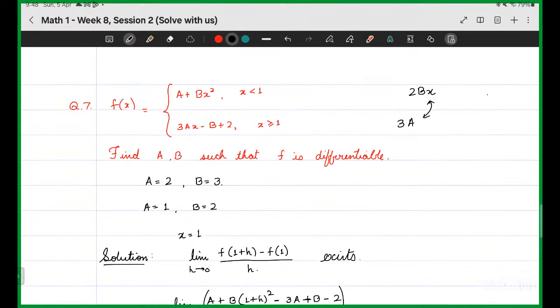Sir, how I justified it to myself was what I just told you, that if we are looking for differentiability, then essentially it implies that the left differentiability at one will be equal to the same for the right side. Yeah, what is left differentiability? Essentially, I mean that a plus bx squared, when it is differentiated at x equal to 1, will be the same as 3ax minus b plus 2 at x equal to 1 when it's differentiated. So, okay, let me write that statement. The derivative of a plus bx squared at x equal to 1 is equal to the derivative of 3ax minus b plus 2 at x equal to 1, considering that f(x) will be differentiable.